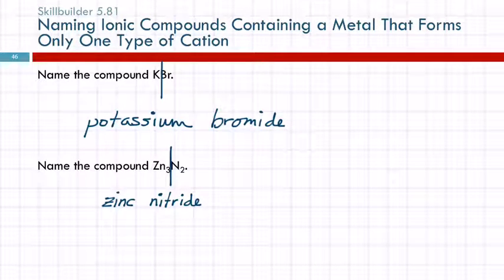Because from this name, zinc nitride, if I had to write the formula, I would know that zinc has a 2+ charge, because that's one of those things you have to memorize. And nitride has a 3- because of its position on the periodic table. I would look at those numbers, I would crisscross them, and I would get this formula. We don't have to do anything with the numbers because the charges tell us what to do.